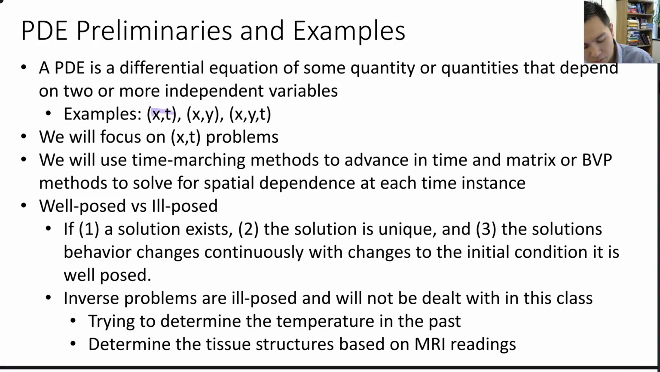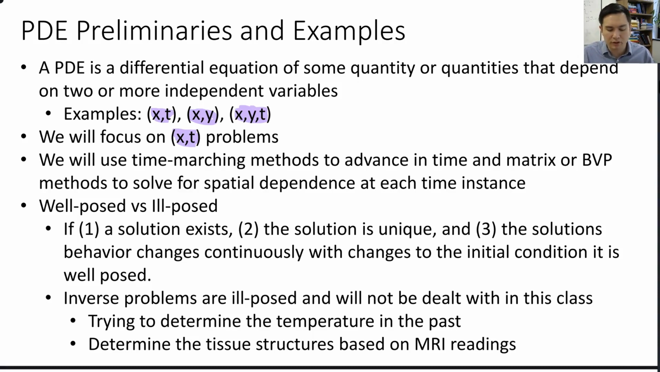It can be a function of both space and time, a function of multiple dimensions in space, or a function of multiple dimensions of space and time. For this class, we're going to restrict ourselves to problems where we have one dimension in space and time. So we use the time marching methods to advance in time, and our matrix or boundary value problem methods to solve for spatial dependence at each time step.